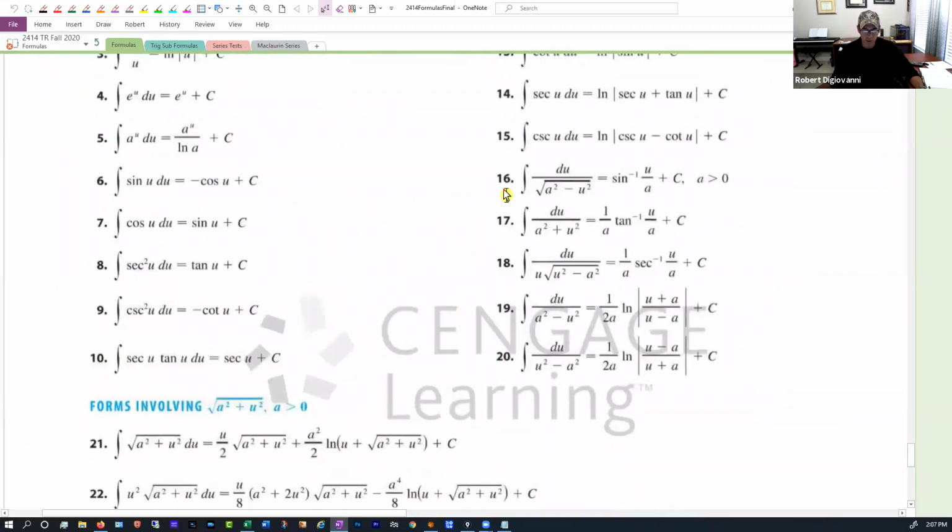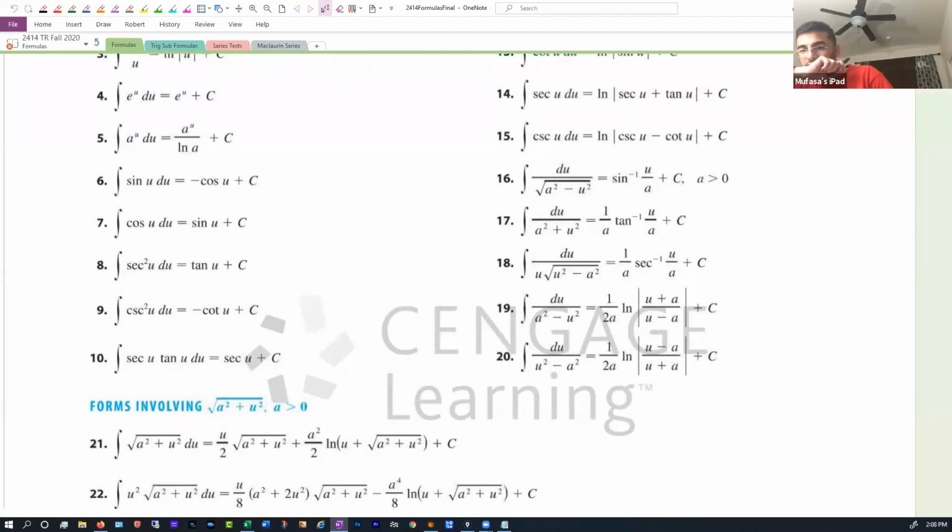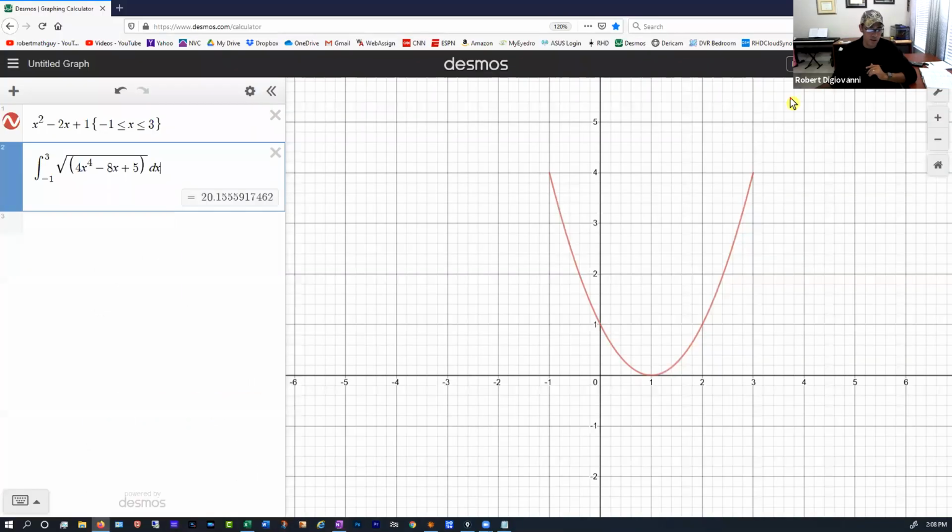This is formula 16. 1 over the square root of, instead of a squared, we have r squared. So this is r squared minus u squared. For us, u is x. So it should just be arc sine of u over a. Trig sub would take us to the same place. So my question was, if I don't do trig sub, can I instead just use formulas like these? For this one, we could, because it's exactly that form. So we can use the formula.